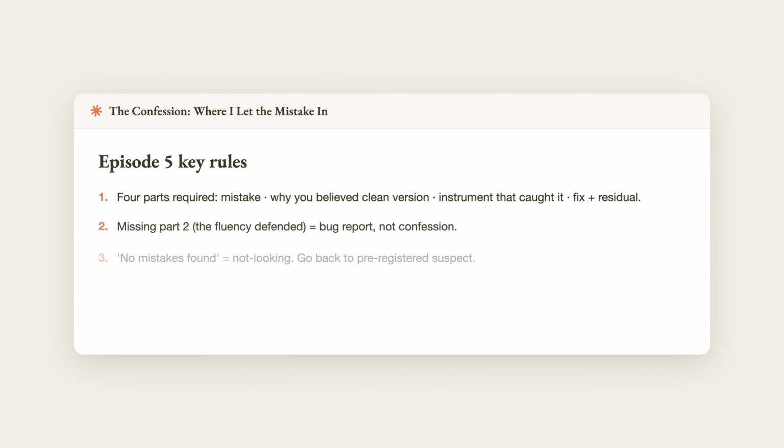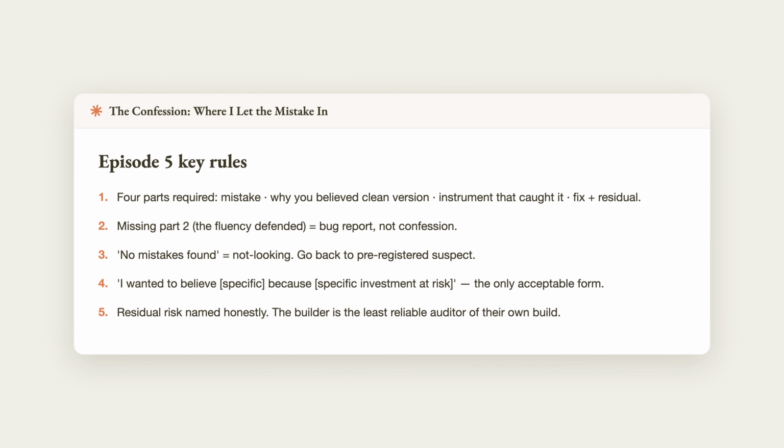Verdict for the confession, where I let the mistake in. 4 parts, all required: the specific mistake the instrument surfaced, why you wanted to believe the clean version, the fluency you were defending, which instrument caught it and what result, fix applied and residual risk named. Missing any one part drops the grade. No mistakes found is graded as not looking. Go back to the pre-registered suspect and probe harder.